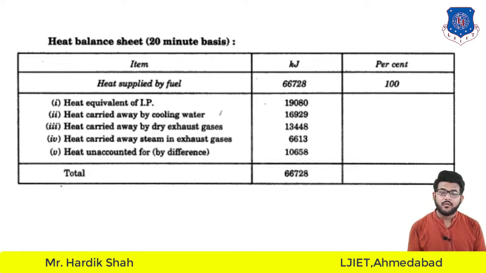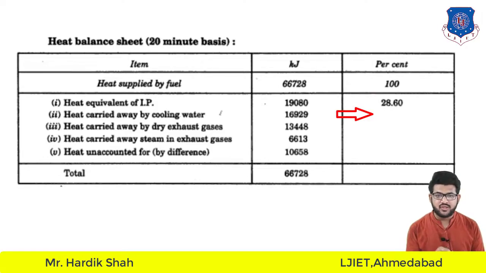Fine. Now move to the percentage part. How do we count the percentage? There is a simple formula of maths that we learned in school: if 66728 is 100%, how much percent will 19080 be? It is a simple formula like that. Again for the cooling water, if 66728 is 100%, how much percent is 16929? You will get the answer 25.4. In the same way you can find it for the exhaust gas, steam and unaccounted losses.